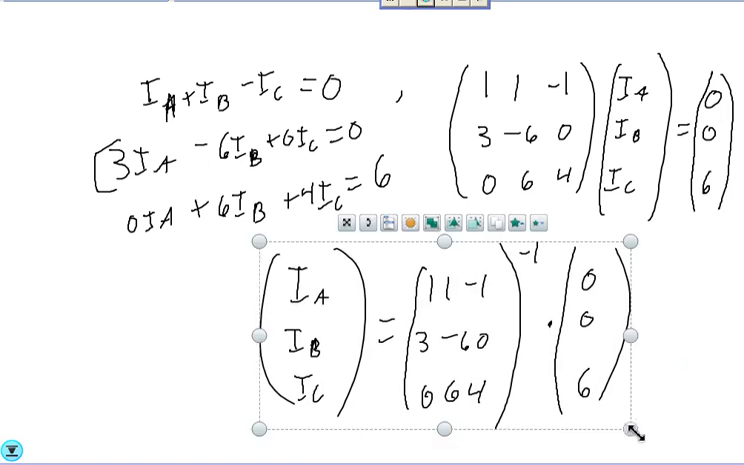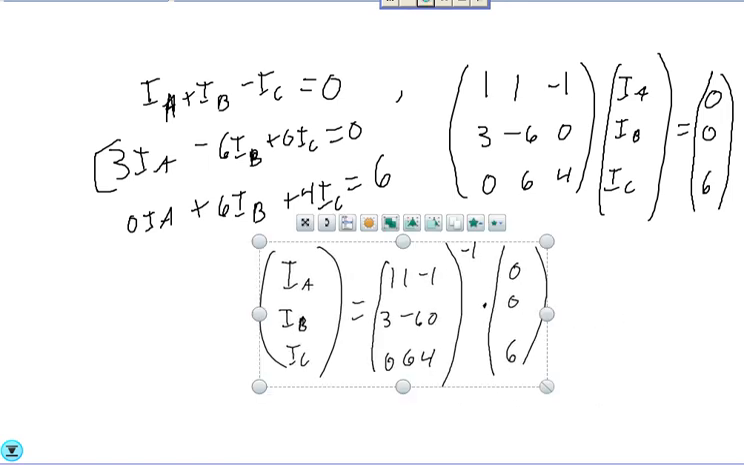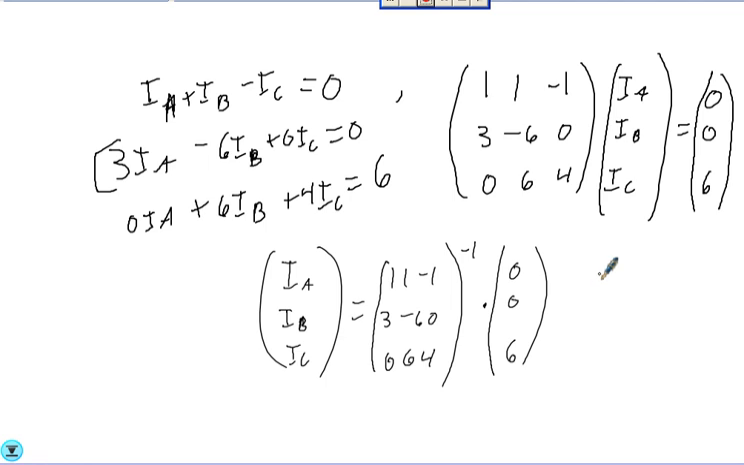So after plugging this into the calculator, we get that IA is equal to 2/3, IB is equal to 1/3, and IC is equal to 1. Notice that none of these are negative, so that means we chose all of our directions correctly at the very beginning.